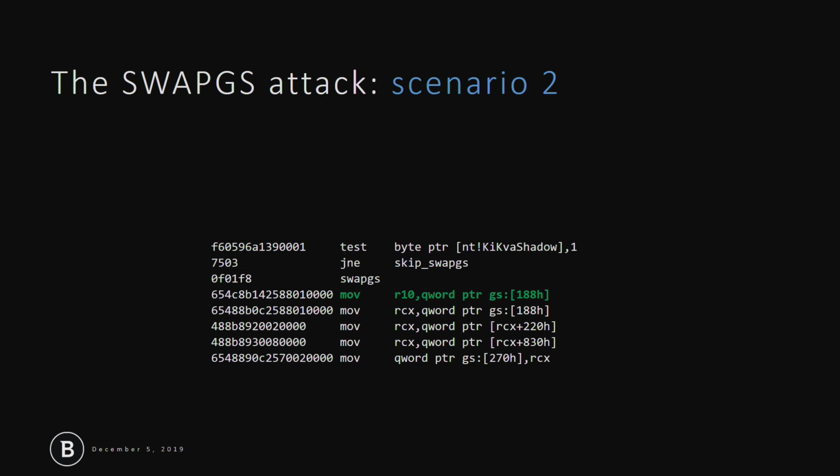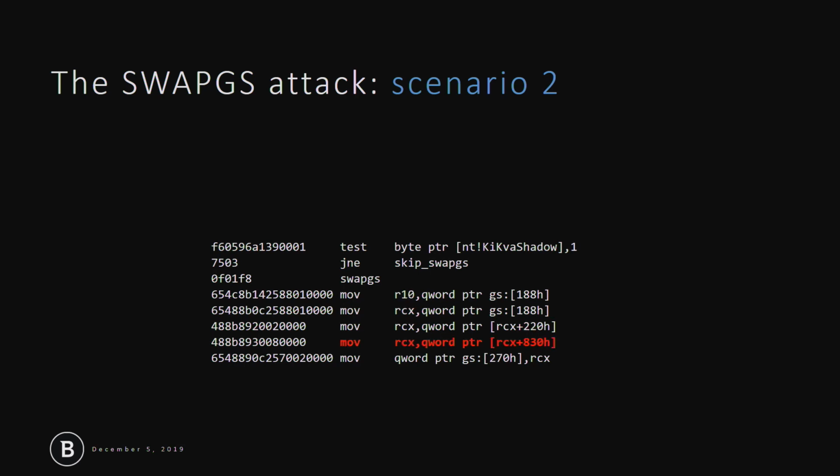So SWAPGS should not be executed. However, if the branch is mispredicted, SWAPGS is executed speculatively, and execution continues with the following instructions, which begin to reference GS-based memory. And GS-based memory in this scenario would basically be attacker-controlled memory, because once you execute SWAPGS, you make the user-controlled GS active.